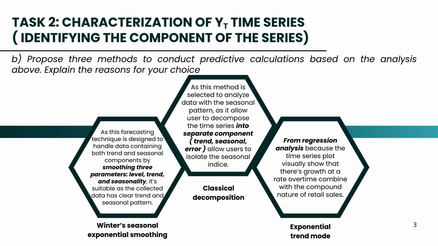For task B, because the data has both trend and seasonal patterns, there are 3 proposed forecasting methods. The first one is Winters' seasonal exponential smoothing, as this forecasting technique is designed to handle data containing both trend and seasonal components. The second one is classical decomposition, as this method is selected to analyze data with seasonal patterns, allowing the user to decompose the time series into separate components. And the last one is the exponential trend model, because the time series plot visually shows that there's growth at a constant rate over time.